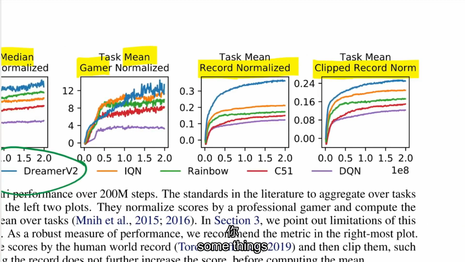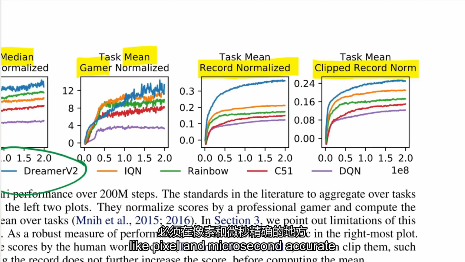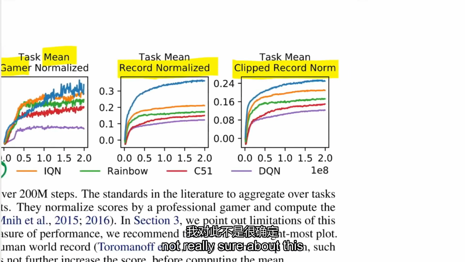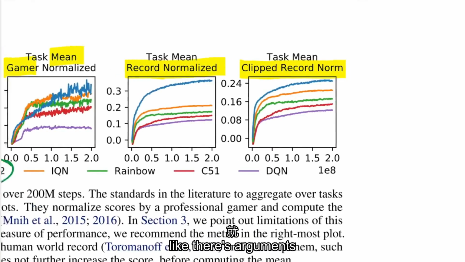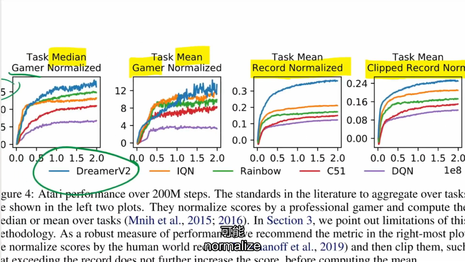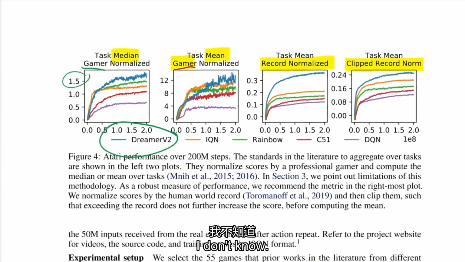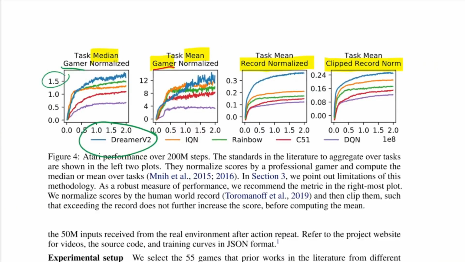However, there are some things where the machine has to be pixel and microsecond accurate, where the machine can do it and the human can't. So clipping it might make sense. I'm not really sure about this. There are arguments to be made that you maybe shouldn't normalize by the human world record because you don't want to give credence to exploits, but the gamer kind of represents more how the game is intended to be played. I don't know. They just suggest this new score.